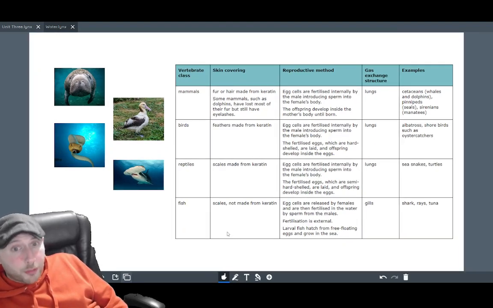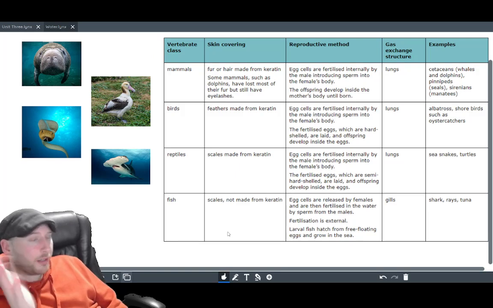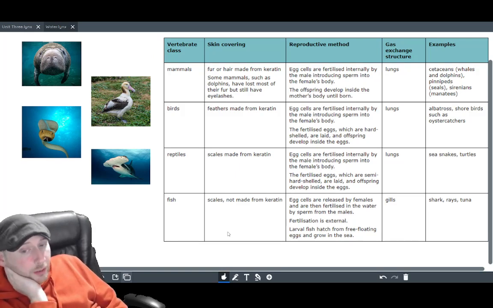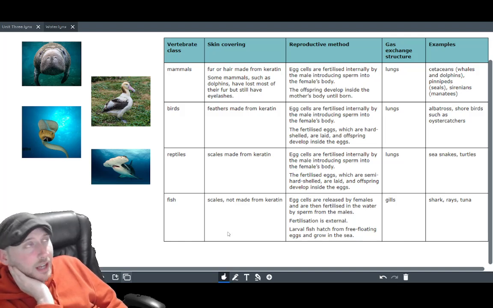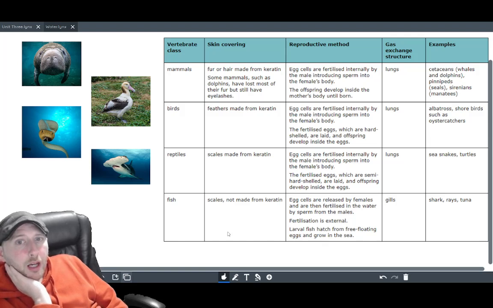We then talk about their reproductive methods. So how do they reproduce? This will tie back with the lesson we did on reproduction, of course. So our mammals, they have eggs or egg cells that are fertilized internally by the male introducing sperm into the female's body. Okay, so it's got to be done internally. The offspring develop inside the mother's body until they are born. So you can say, this mammal is pregnant. I mean, you can say that about all mammals.